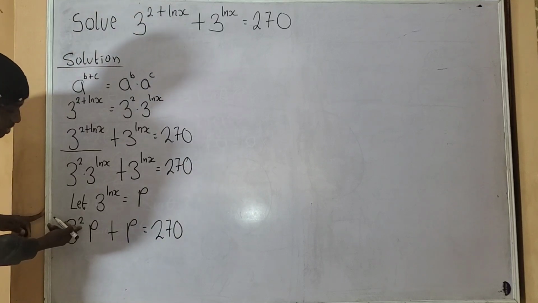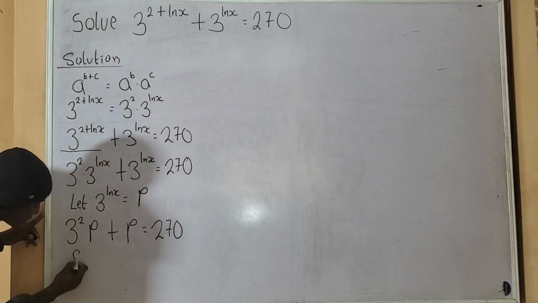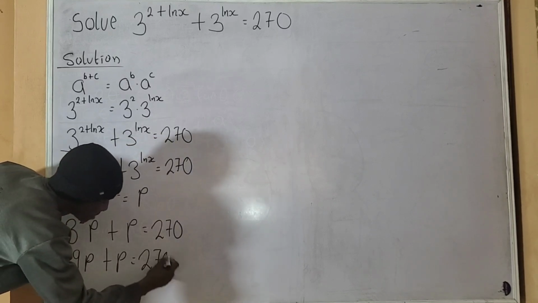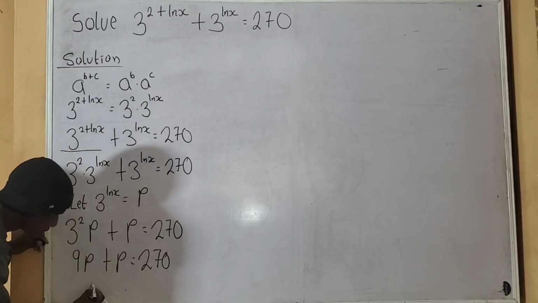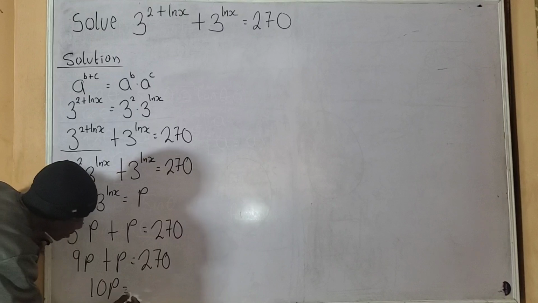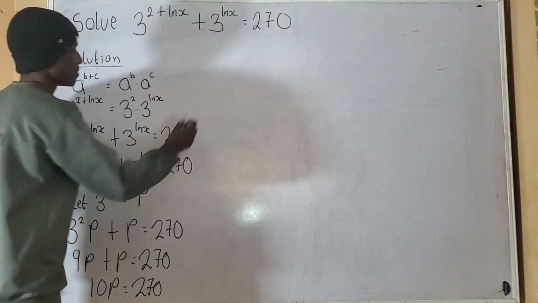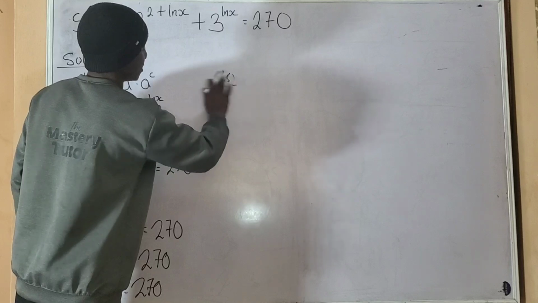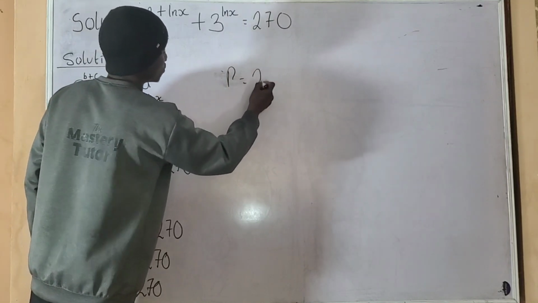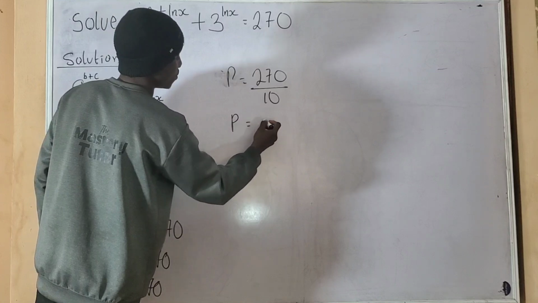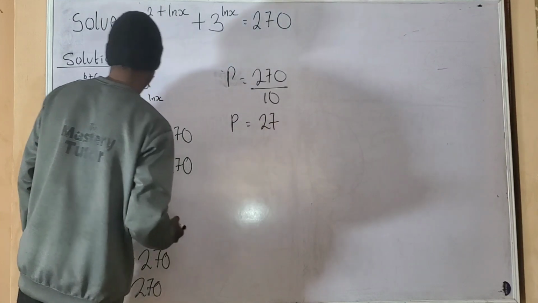3 raised to the power of 2, that is 9, right? So I'm going to have 9p plus p equals 270. 9p plus p, that is what? 10p. So I'm going to have 10p equals 270. From this, p will be equal to 270 divided by 10. So p equals 27.